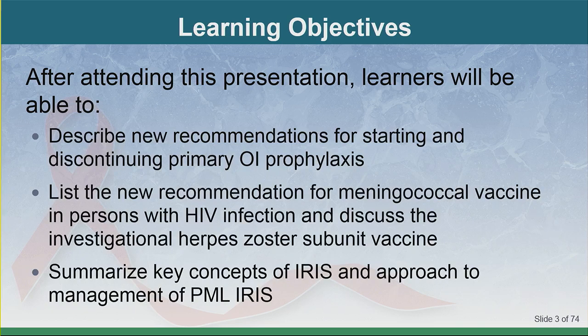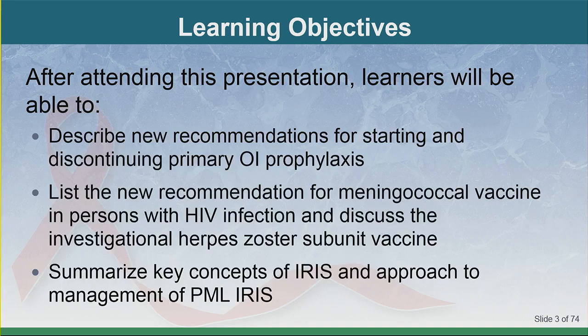In terms of learning objectives, there are three major ones, but I have a couple of other things as well. First, I'm going to discuss some new recommendations, based predominantly on the HHS guidelines, for starting and discontinuing primary OI prophylaxis. Then I'm going to talk briefly about a couple of vaccination issues: one, meningococcal vaccine, and secondly, the new investigational herpes zoster vaccine, which I think is a game changer and will change everyone's clinical practice, I predict, within about a year or two. This is a vaccine that I think will really change how we approach trying to prevent zoster in our patients with HIV, and is especially relevant as our clientele begins to age into the 50s and 60s. That's why I'm going to focus on it, even though that vaccine is not currently FDA approved.